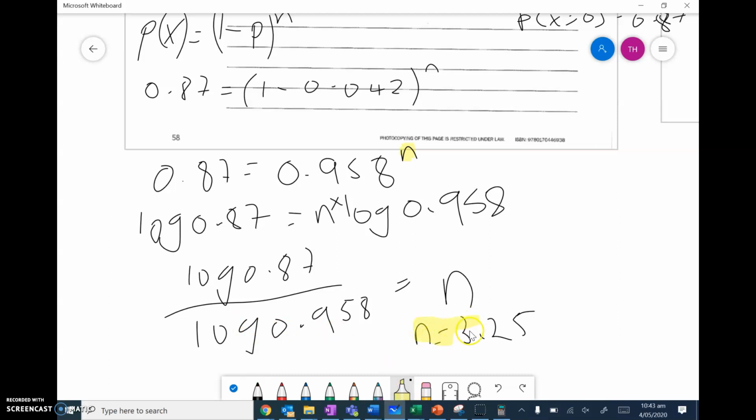Now I can't have 3.25 plates in a box. If I had 3 plates in a box, my probability would be less than 13%, which would be good. But if I had more than 3.25, it would be more than 13%. So I don't want to have more than 3.25 in my box. So the maximum number of plates I can have is 3.